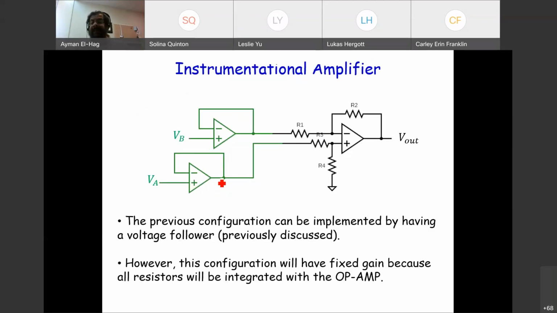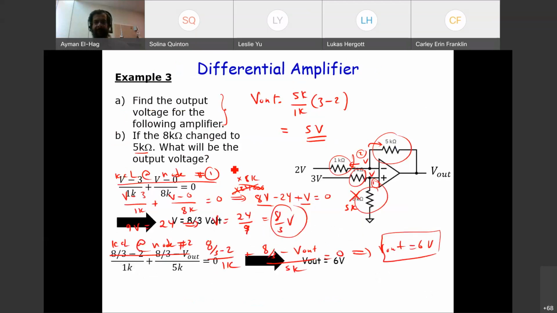So basically, what is a buffer? Remember, when we discussed the op amp, we have this configuration. We call it the voltage follower. Let me just refresh your memory and go back.